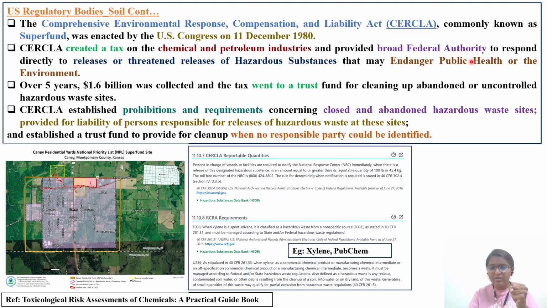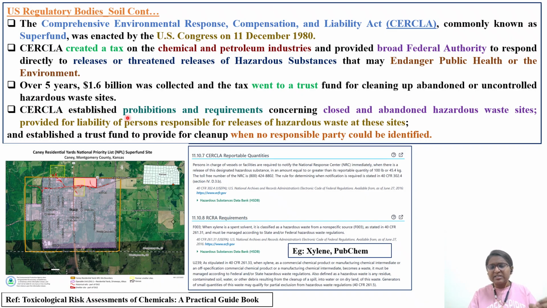So they have given the power to the federal agency to respond directly to releases or threatened releases of hazardous substances that may endanger public health and the environment. So under federal law, these officers have the authority. They can directly charge the factories or the manufacturing facility or the owners. They can impose taxes on them. They can collect those taxes, and those taxes will be put into a fund, into a trust. Over 5 years, 1.6 billion was collected, and the tax went to a trust. This trust will allocate the fund for cleaning up abandoned or uncontrolled hazardous waste sites.